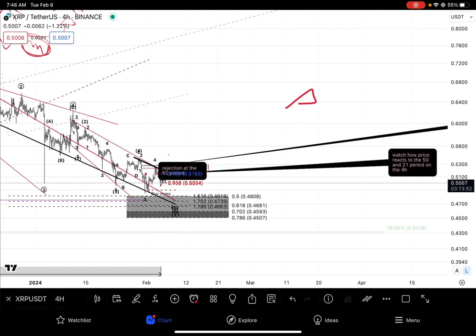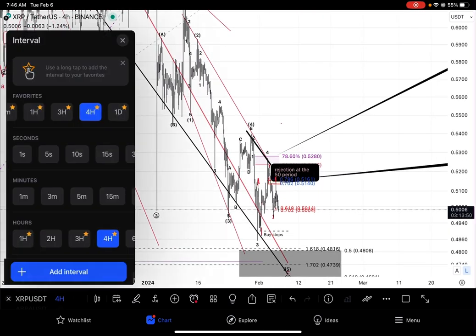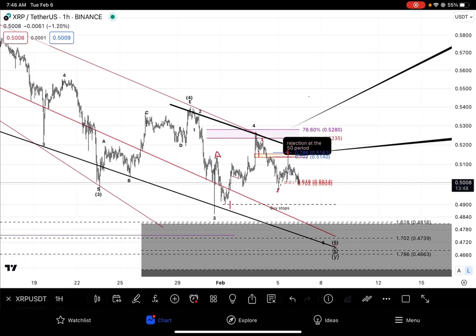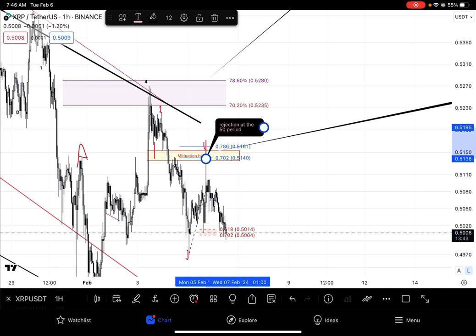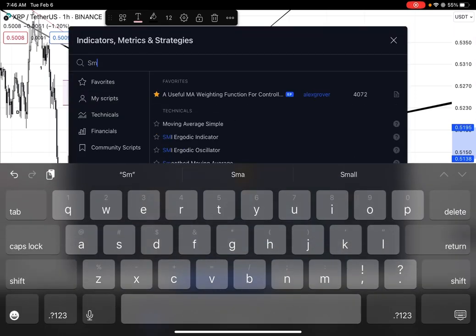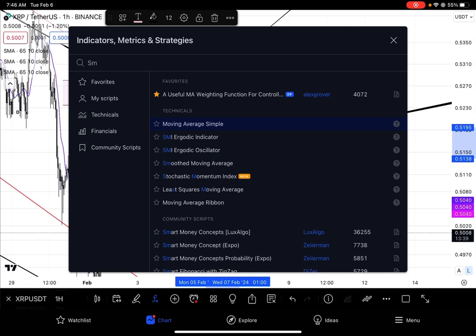So if we go on the 1 hour here, let's put on some moving averages on our charts.